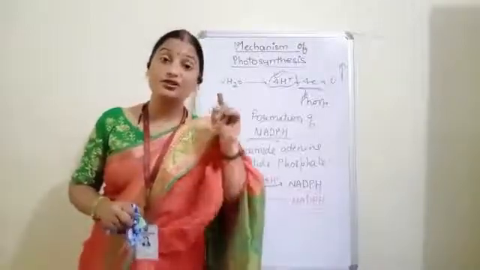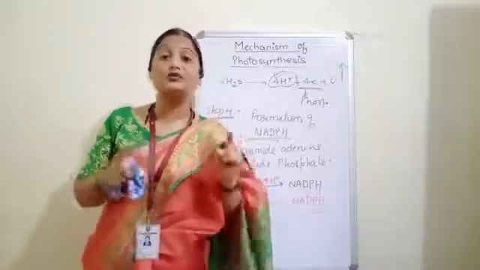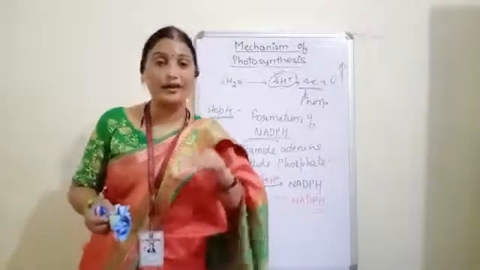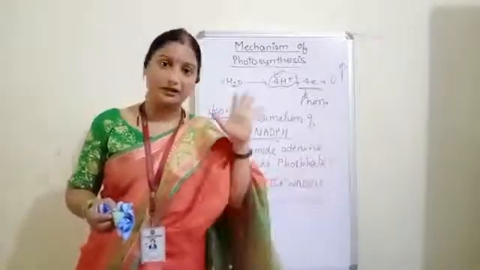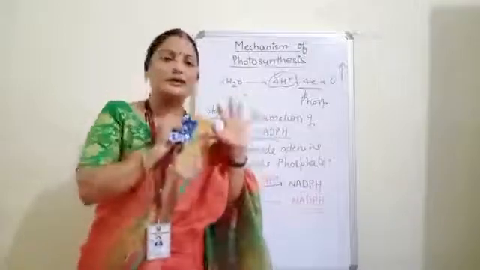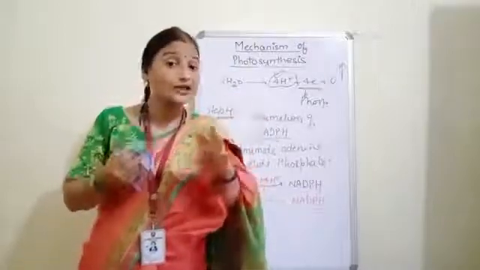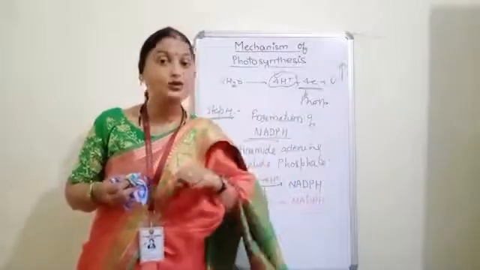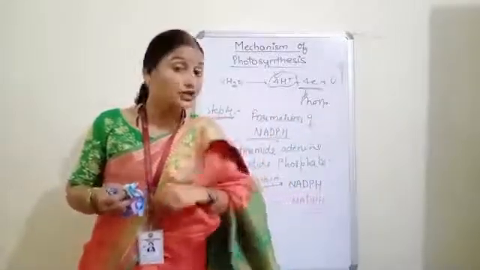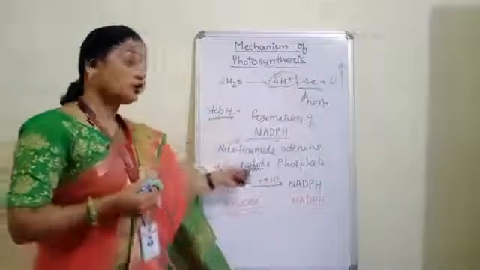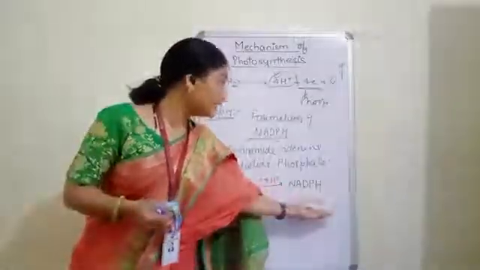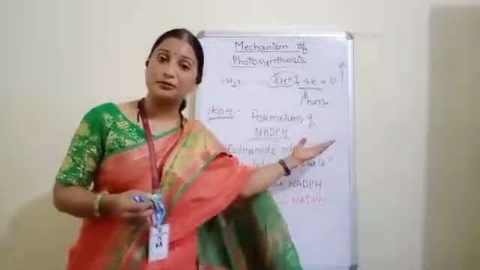That electron is utilized for the process of photophosphorylation, that is for the conversion of ADP into ATP. So, we have stored one energy. Clear? After that, the H+ ion that was released is again used in the conversion of NADP into NADPH. So, as a product, we got NADPH as well as ATP.